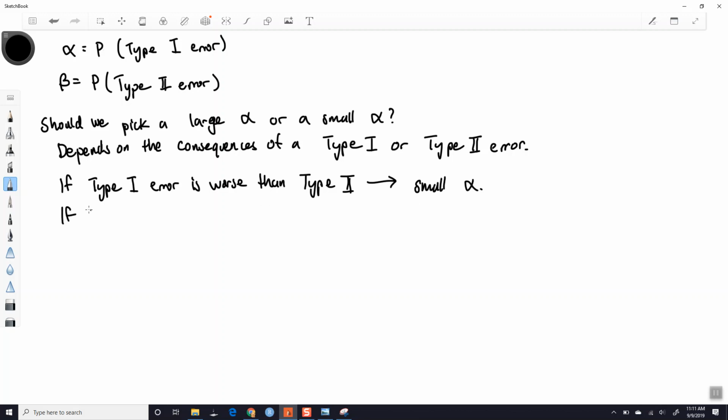Okay, and if type 2 error is worse than type 1, we would pick what? Big alpha, right? Okay, so if the type 1 error is worse than the type 2, we'll pick a small alpha. If the type 2 error is worse than the type 1, we'll pick a big alpha. So let me give you an example.